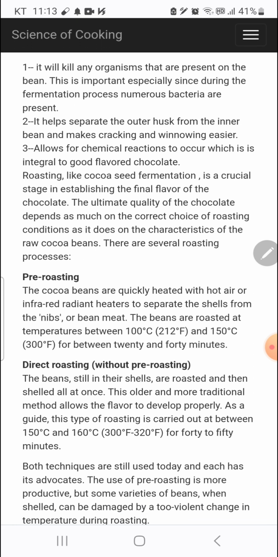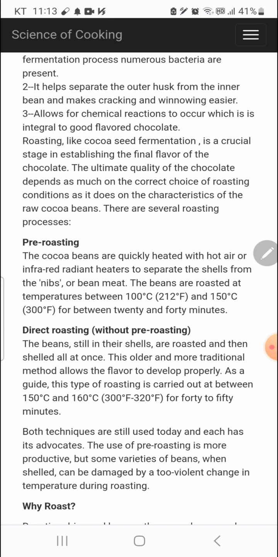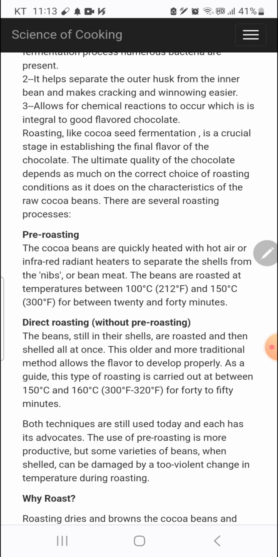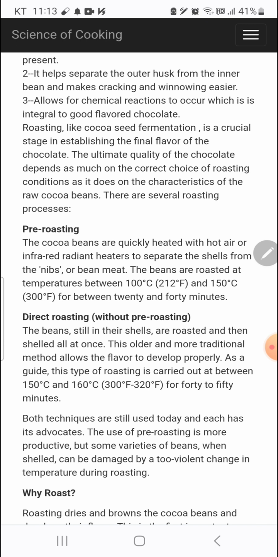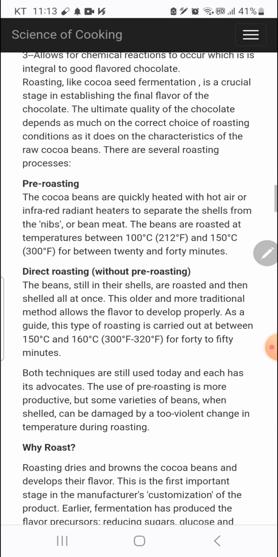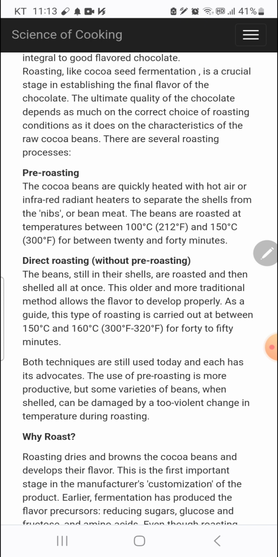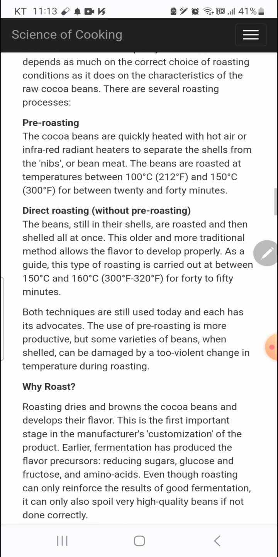Roasting, like cocoa seed fermentation, is a crucial stage in establishing the final flavor of the chocolate. The ultimate quality of the chocolate depends as much on the correct choice of roasting conditions as it does on the characteristics of the raw cocoa beans. There are several roasting processes.